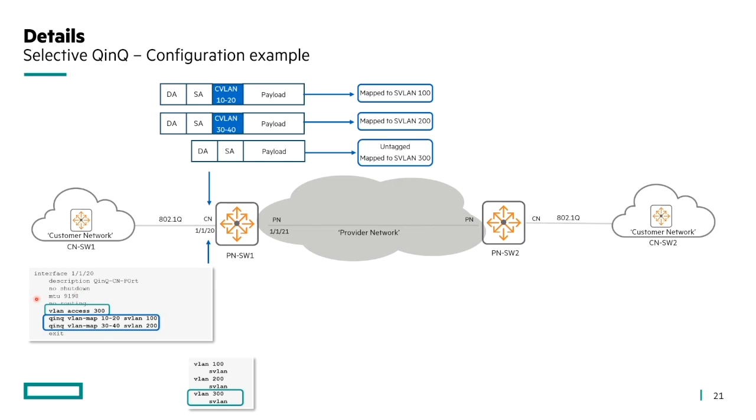So if we look at the configuration, first of all, it's an access port. That's the first thing we need to note. And the VLAN access is 300, and that is configured as an SVLAN. And for the selective QinQ part, we have this command here, QinQ VLAN map, and then the selected VLAN. So in this first instance, we've got 10 to 20 mapped to SVLAN 100. And then CVLANs 30 to 40 mapped to SVLAN 200.